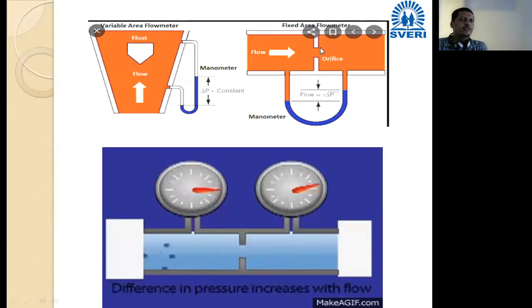Second diagram, an orifice is used, means maintain this gap to increase the pressure. If the gap is smaller, pressure is increased, and if the gap is larger, pressure is decreased. This is the differential pressure manometer.